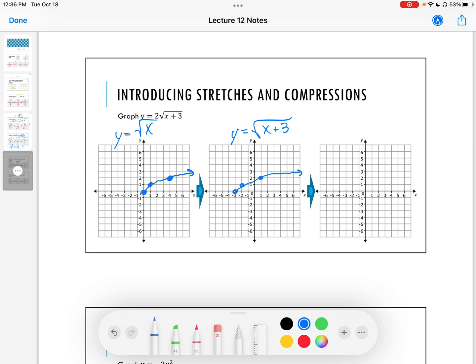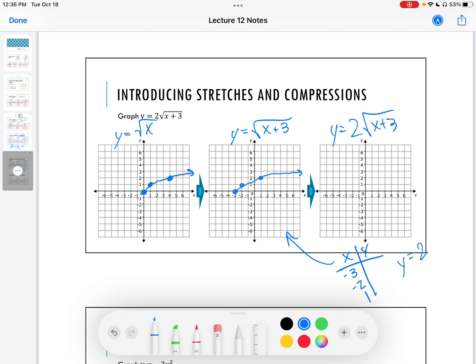Okay, I need to make a chart. My x and y values. What x values do I use? Look back at the previous graph. So -3, -2, and 1 are going to be the x values that I use. Okay, so I've got y equals 2 times the square root of x plus 3.